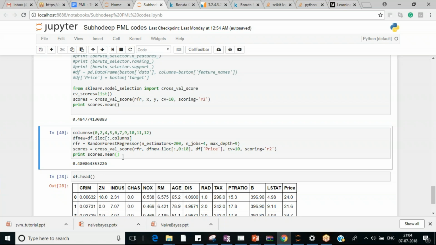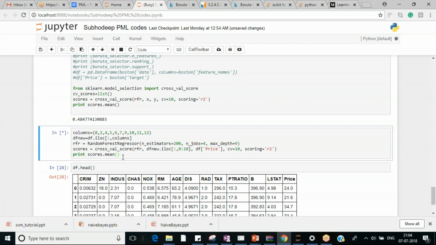So don't get bogged down that last time we had 200, this time again 200, why is the score different? Because random forest is picking random sets of data every time, so it may not be the same every time. For example, if I rerun this, it will be different again. Now let me set max depth to 12 and see what happens.